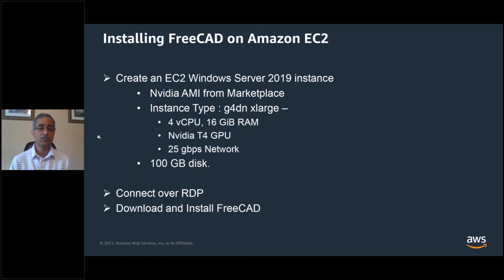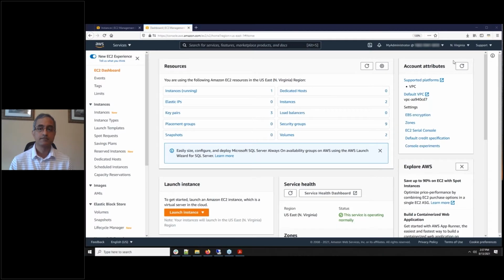AWS Marketplace is a curated digital catalog our customers can use to find, buy, deploy, and manage third-party software, data, and services that they can use to build solutions. There are multiple options of AMI in the AWS Marketplace. Customers can easily and quickly launch pre-configured software with just a few clicks. Let's deep dive into it.